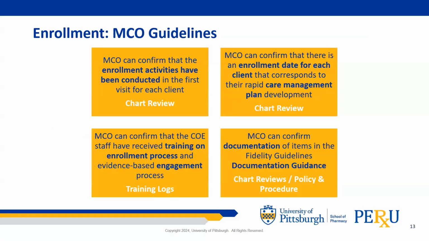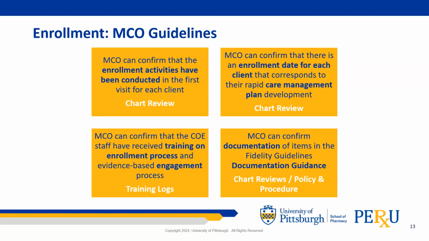The MCO can confirm through chart review that the enrollment activities have been conducted in the first visit for each client. These enrollment activities are those that were previously mentioned in the COE guidelines section: the meeting with a COE team member, determination that the person resides in or is going to reside in the service catchment area, COE-specific enrollment paperwork, rapid assessment of needs, and the rapid care management plan. The MCO can also confirm through chart review that there is an enrollment date for each client that corresponds to their rapid care management plan development.